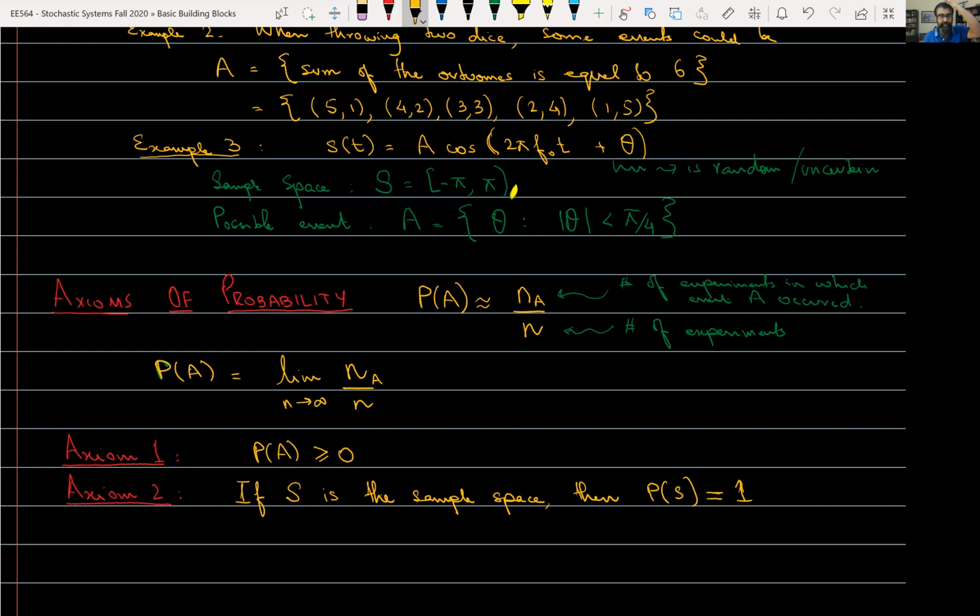Okay? So in other words, what is the probability that the sample space occurs? That makes sense. That probability is the highest value that there could be, the highest chances, it's completely certain. And that probability is equal to 1. Okay? All right. And then we have axiom 3.